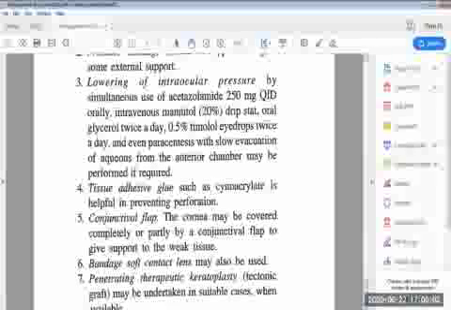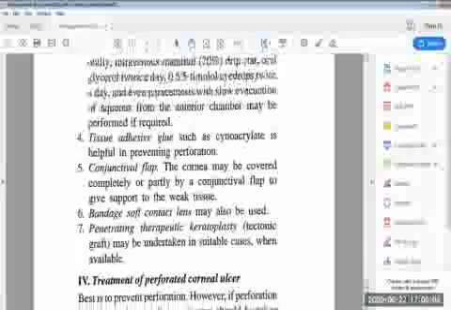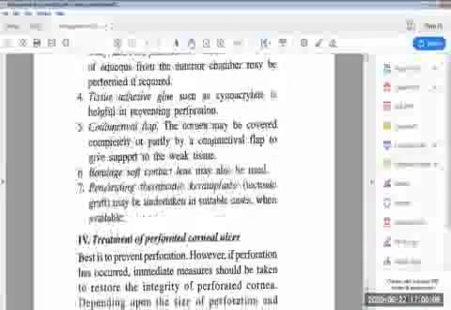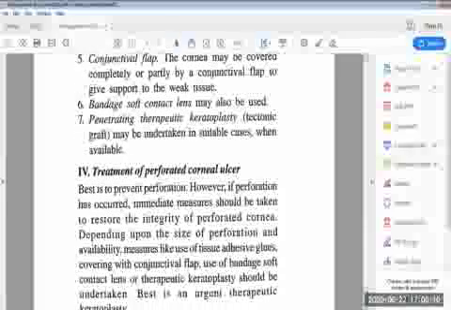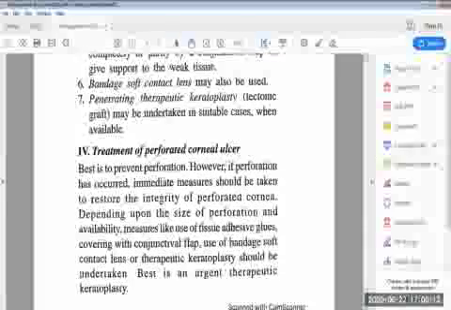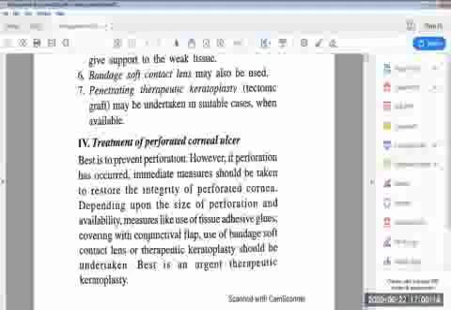Then tissue adhesive glue can be used. Conjunctival flap gives support to the weak tissue. Bandage soft contact lens, and penetrating therapeutic keratoplasty should be done.